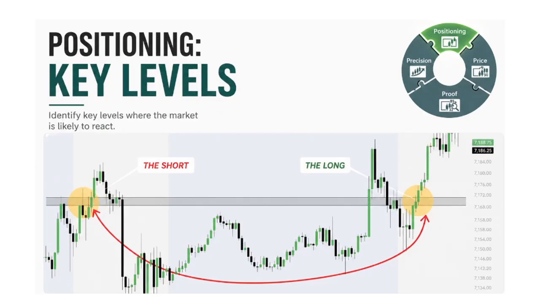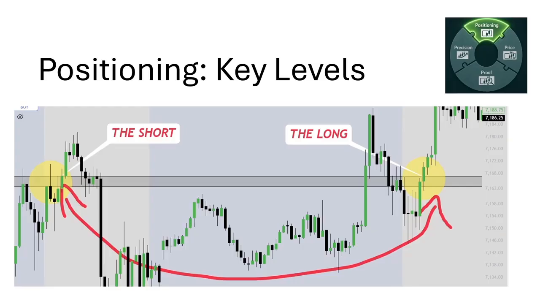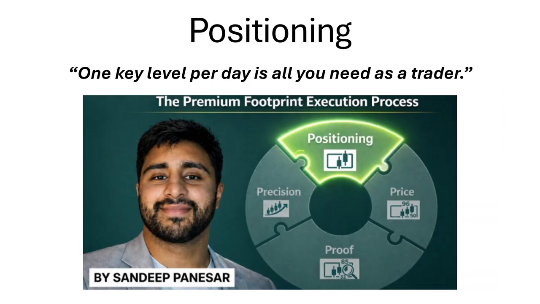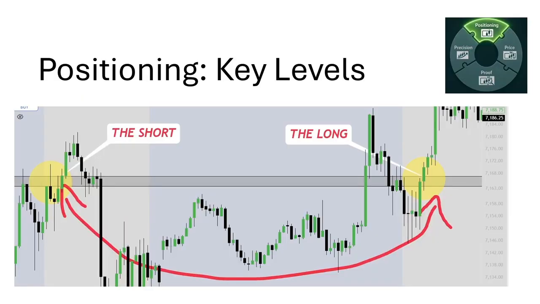Now, the reason this slide is important to me, and also this slide, is that your trade positioning is very important. That is why it is the first P in the premium footprint execution process. So in other words, if your positioning is off, nothing else is going to matter, right? Even order flow footprint charts, any breakout model, anything, nothing is going to work unless you have the right key level. This is super important to understand.